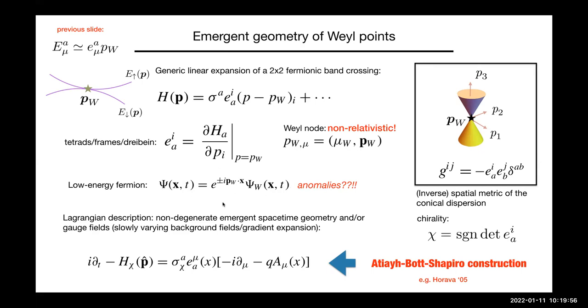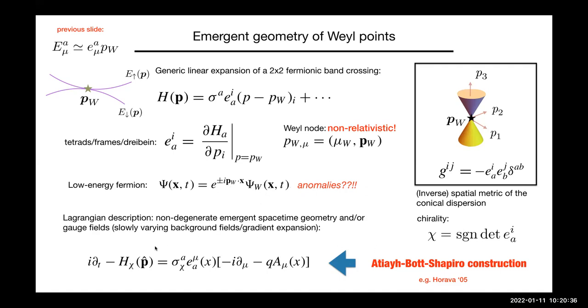And then usually this is assumed quite directly, that I can just shift this original fermion to be this low energy fermion, which looks like the relativistic one, in the sense that it's at zero energy when you sit at this node. But on the other hand, I directly know that if I have two nodes with opposite chirality, such a transformation could carry anomalies in the sense that it's a chiral transformation.